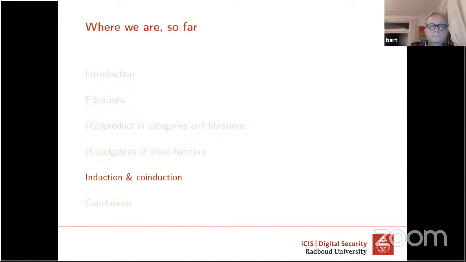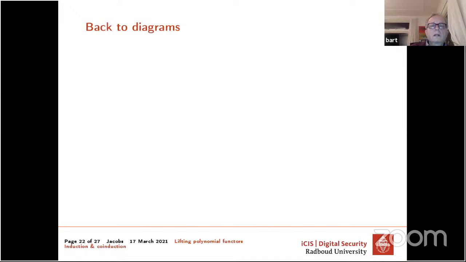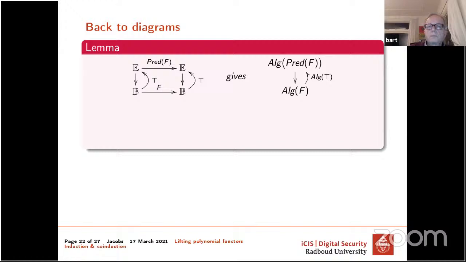Okay, so now let's look at induction and co-induction. And here we can start reasoning a bit more categorically. Remember that we had this situation where the functor F on the base category, we lifted it to the total category, and the truth predicate was a functor like this, in this situation. Now, we can take algebras of this predicate lifting. We can also take algebras of F.